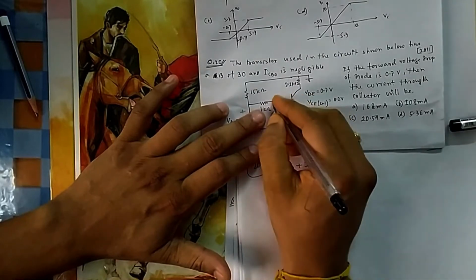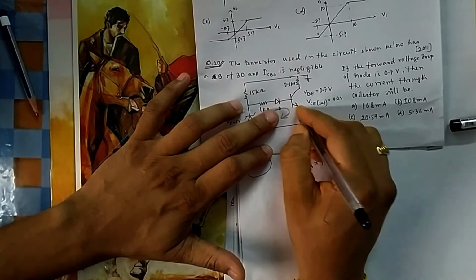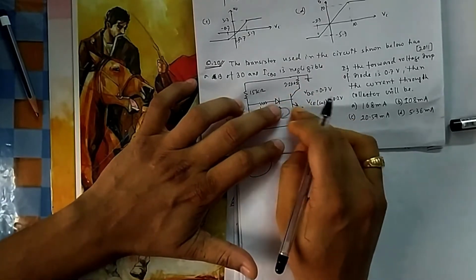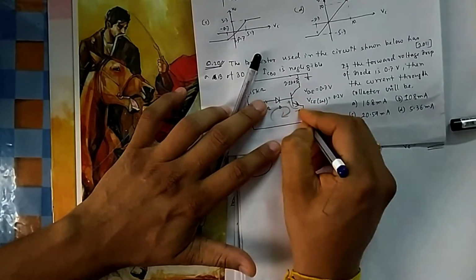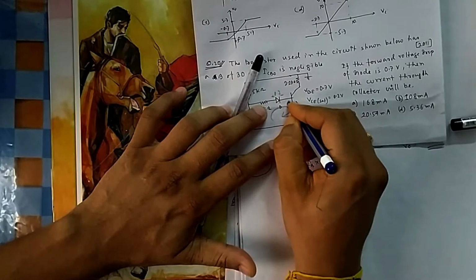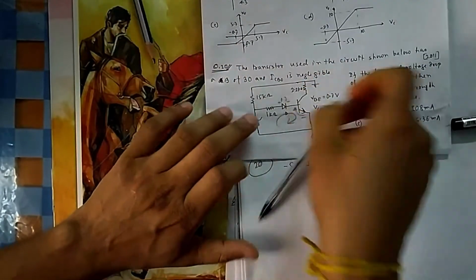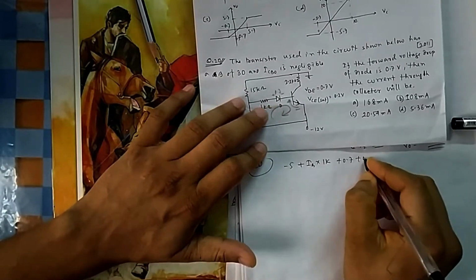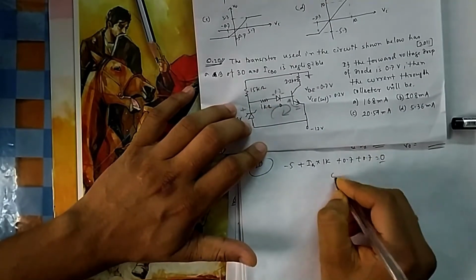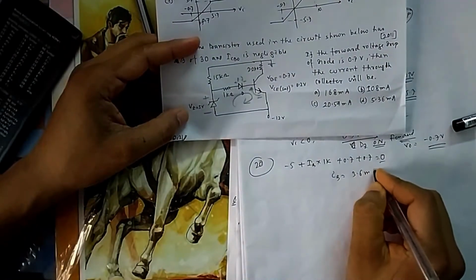Then there is this drop of 0.7, and because this is also a PN junction, NPN, there will be another 0.7 drop. This is also a diode, this is also a diode, PN junctions only. So this is plus 0.7 plus 0.7 equal to 0. From here, if you calculate, you will get IB equal to 3.6 milliampere.